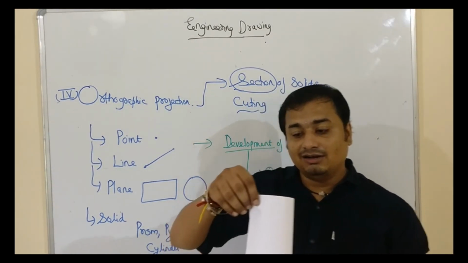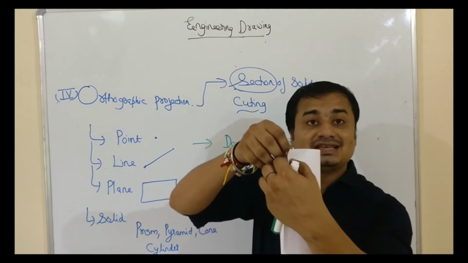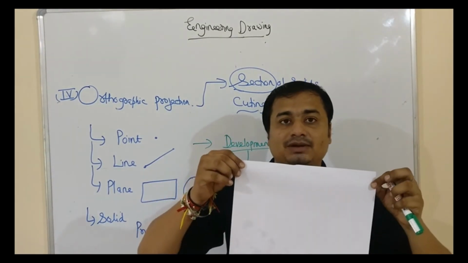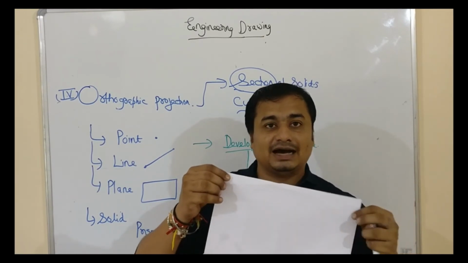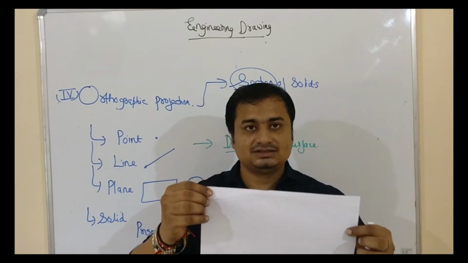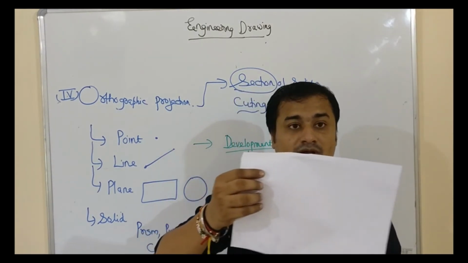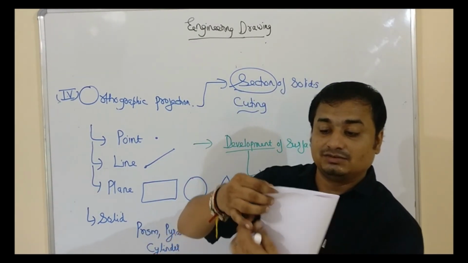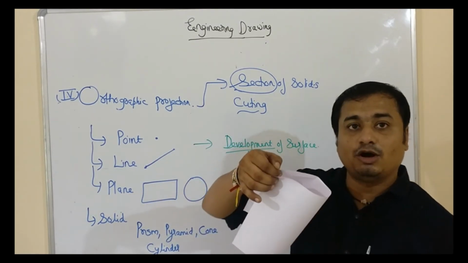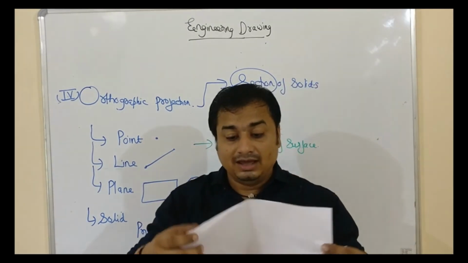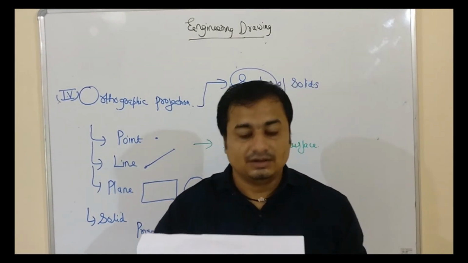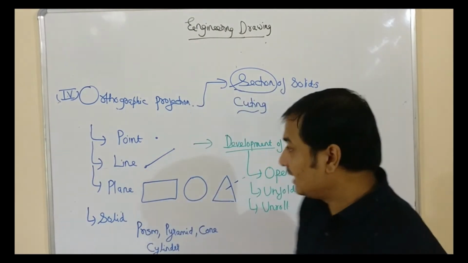So if we unfold this cylinder from this end, what will happen? Now the shape will become like this. The shape of the cylinder after unfolding is a rectangle. You can see this is a rectangle whose length is equal to the circumference of the circle, visualized from the top or the base. So the development of a cylinder will be a rectangle whose length is equal to the circumference of the circle. So that is development.